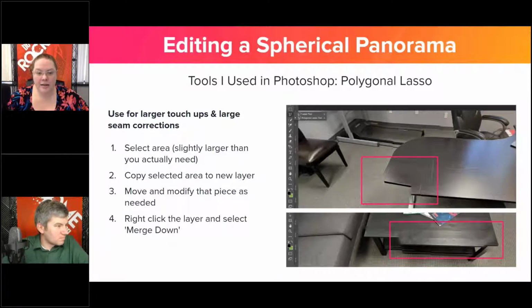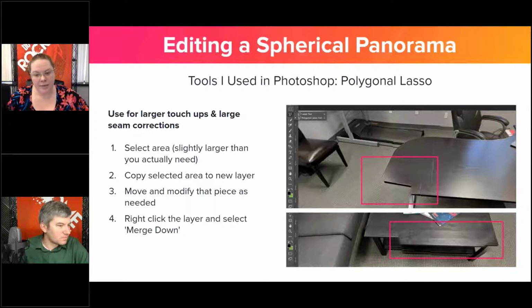And then for any large touch-ups or large seam corrections, I use the polygonal lasso. What I did was I selected the area around what I needed to move, just a little bit bigger than what I actually needed. And then I copied that selection to a new layer, which will break it apart from that spherical background, and then move and modify that piece as needed to make it line up.